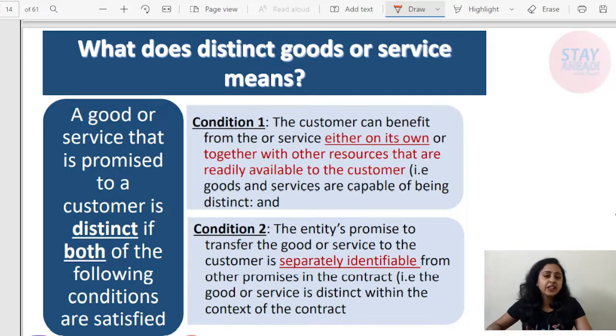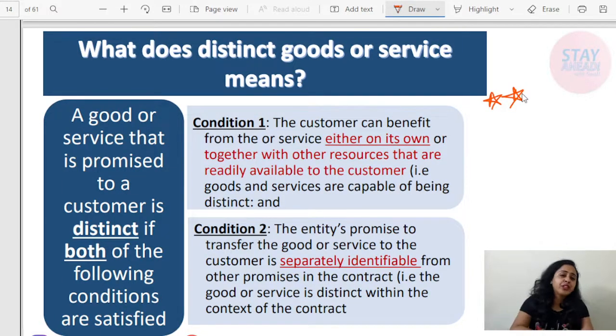This is very important. Anybody who is learning Ind AS, either a professional or a student, really needs to learn this definition and have very good knowledge of it, because it comes up again and again. On the basis of this, it is further classified how many performance obligations there are. You identify them on the basis of whether distinct goods and services are present or not, and whether a standalone price is there or not. We will deal with that in a later part, but here it is important to first understand distinct goods and services. What is it?